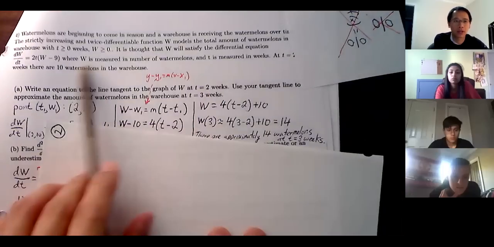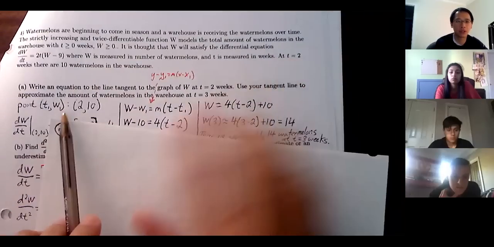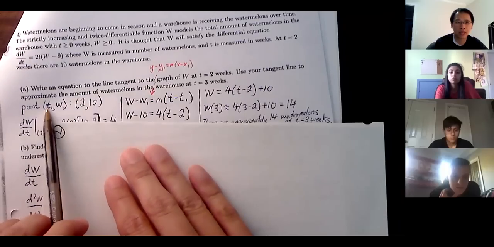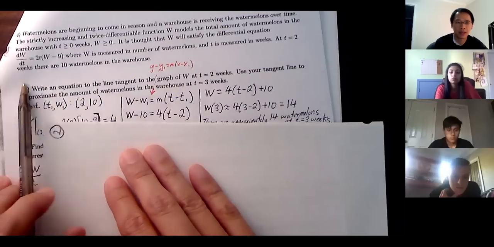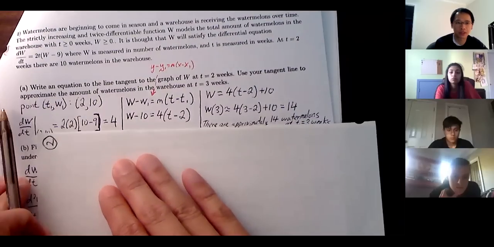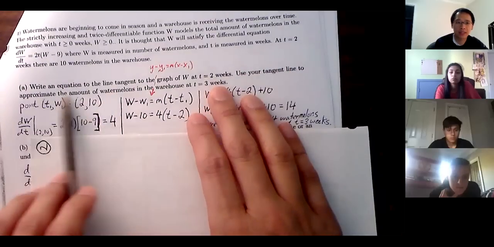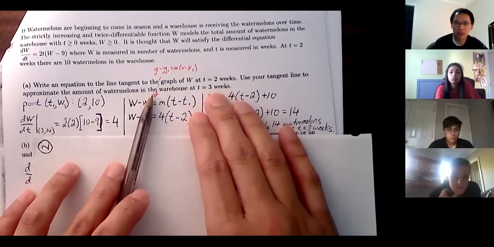So our ordered pair we have here is: at 2 weeks, there are 10 watermelons. Instead of x and y, I'm going to use t and w. t is my independent variable and w is my dependent variable. So I'm just going to do this problem in terms of t and w. Use tangent line approximation to estimate the number of watermelons at t equals 3 weeks.